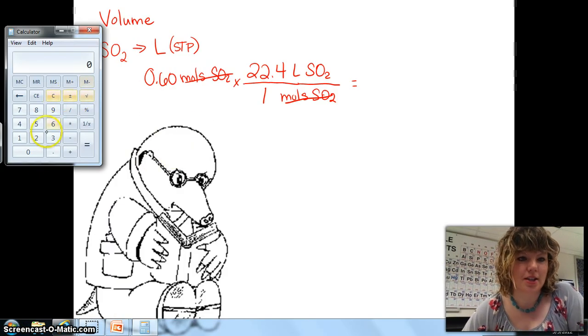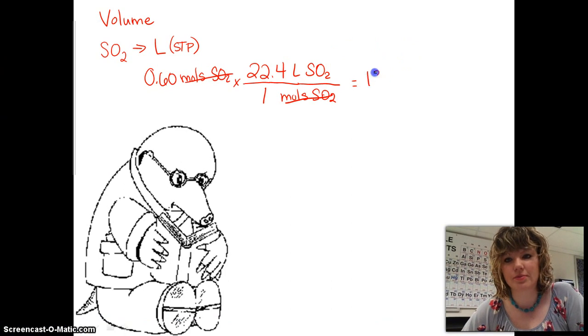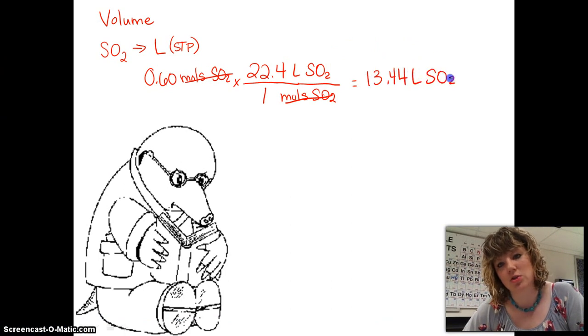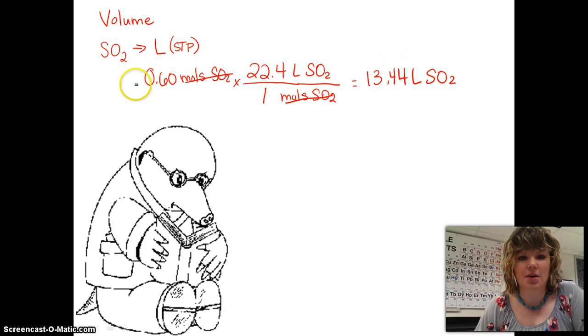Okay, 0.6 times 22.4 will give us 13.44 liters of SO2.